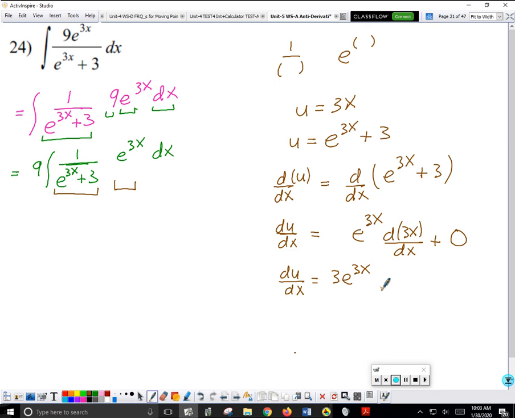It's going to work, so now we start substituting. So this becomes 9 times the antiderivative of 1 over u. You're just using the equal sign. It says right here, this one's wrong, cross that off. u and e^(3x)+3 are the same thing. So instead of writing e^(3x)+3, I write u.